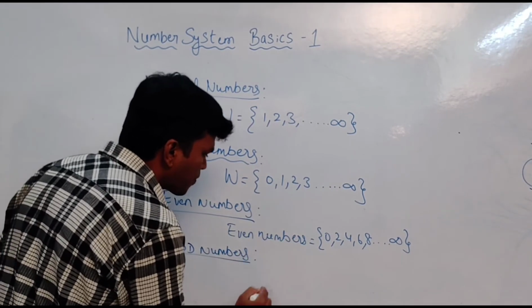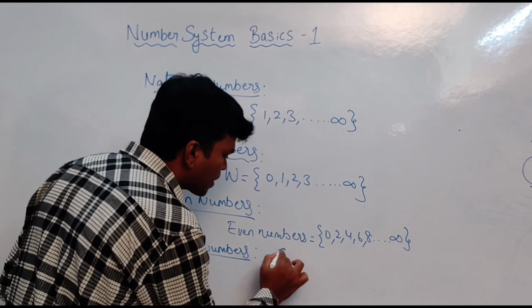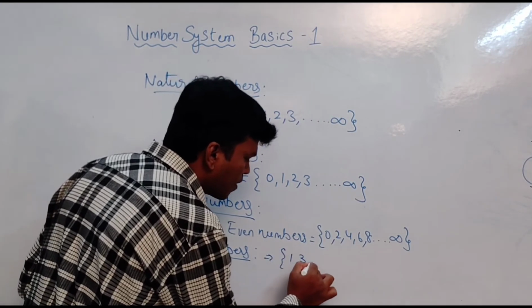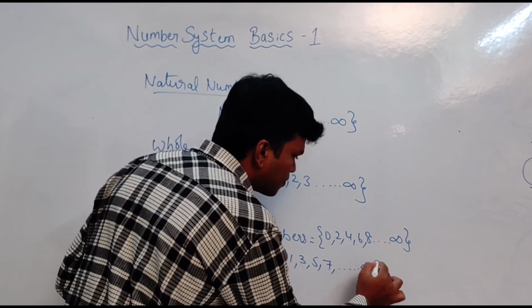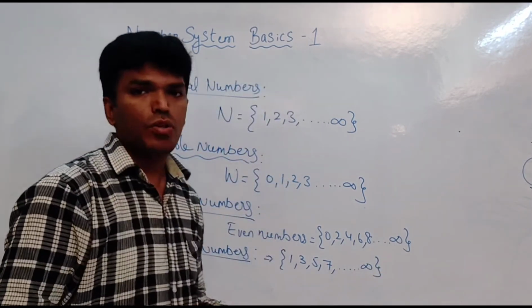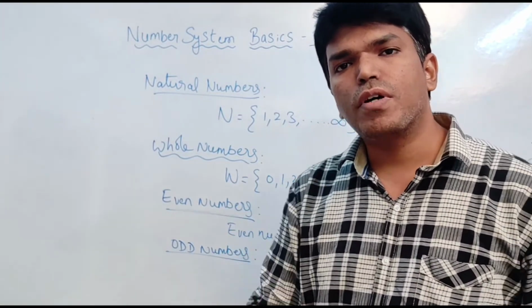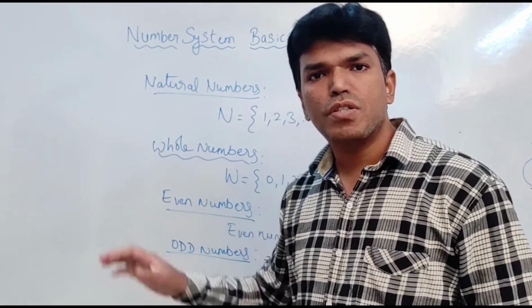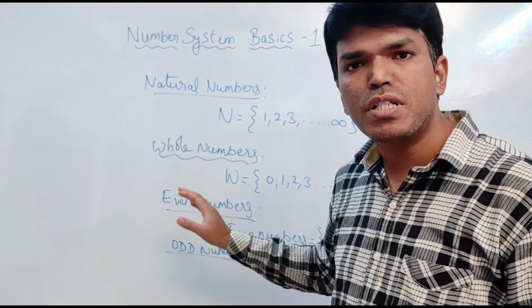Okay, so what are odd numbers? Odd numbers are 1, 3, 5, 7 and so on until infinity. So these are all odd numbers, right, my dear friends? So what is the initial set of numbers we have in the number system? We have started with natural numbers, whole numbers, even numbers, odd numbers.